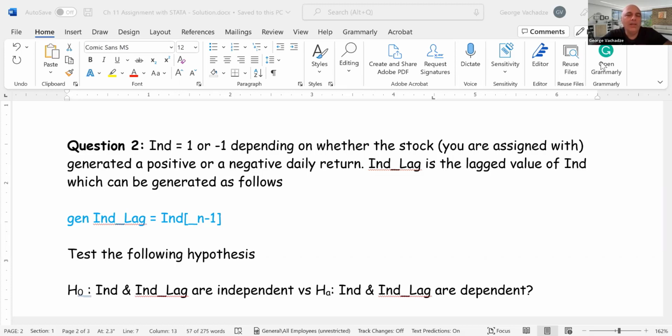Indicator lag denotes the lagged value of the indicator, and we can generate this lagged value indicator in STATA by the following command line, which you see on the screen. And we want to test the null hypothesis that the indicator and lagged value of indicator are independent against the alternative that they are dependent. Let's open up the STATA and let's conduct this testing.